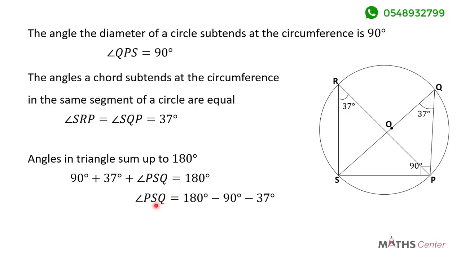This will give us angle PSQ is equal to 180 degrees minus 90 degrees minus 37 degrees. 180 degrees minus 90 degrees minus 37 degrees will give us 53 degrees. So the value of angle PSQ is 53 degrees.